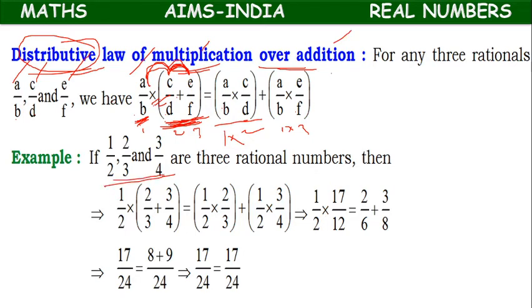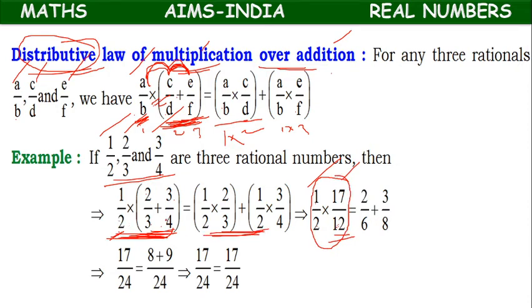If you take three rational numbers, 1 by 2, 2 by 3, 3 by 4. So 1 by 2 into 2 by 3 plus 3 by 4. If you do it, 1 by 2 we will keep like this only. 3 and 4, LCM 12. 3 4 times 12, 4 2 times 8, 4 3 times 12, 3 3 times 9. 8 plus 9, 17. This LHS part is becoming 1 by 2 into 17 by 12.